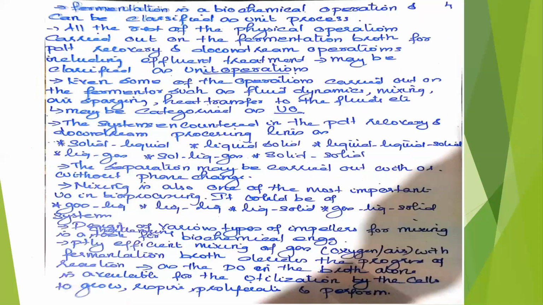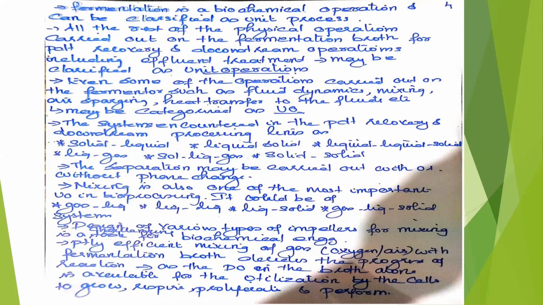Now, fermentation is a biochemical operation and can be classified as a unit process. All the rest of the physical operations carried out on the fermentation broth for product recovery and downstream operations, including effluent treatment, may be classified as unit operations. So the upstream can be called a unit process, and the downstream can be called unit operations. That means whatever methods are used in the downstream, like purification, extraction, filtration, centrifugation, and drying, will all be called unit operations.